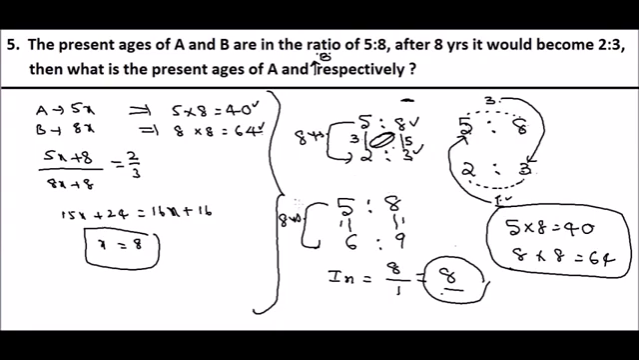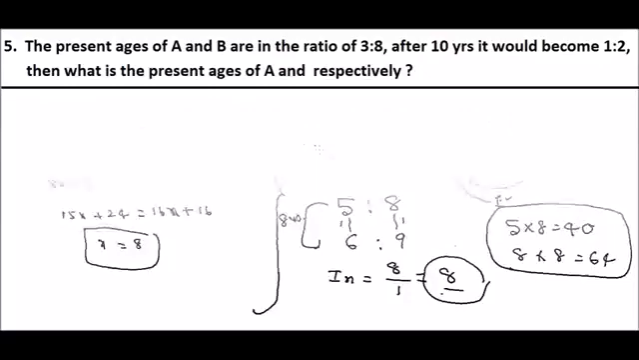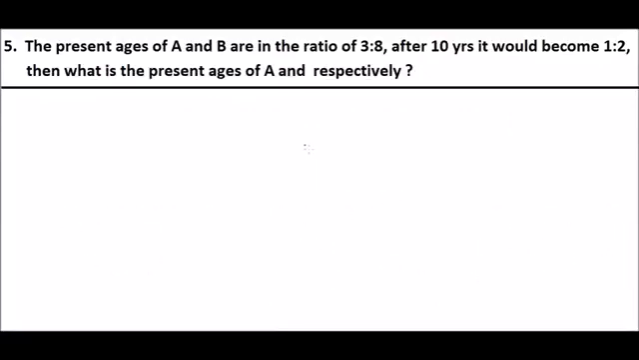Now we will do one more question based on this and move on to the next model. Take up the next example. Now see this question. Even this question can be done very easily with the shortcut. We will go with the shortcut here. Present ages of A and B are in the ratio 3 is to 8. Make it quick now, right?